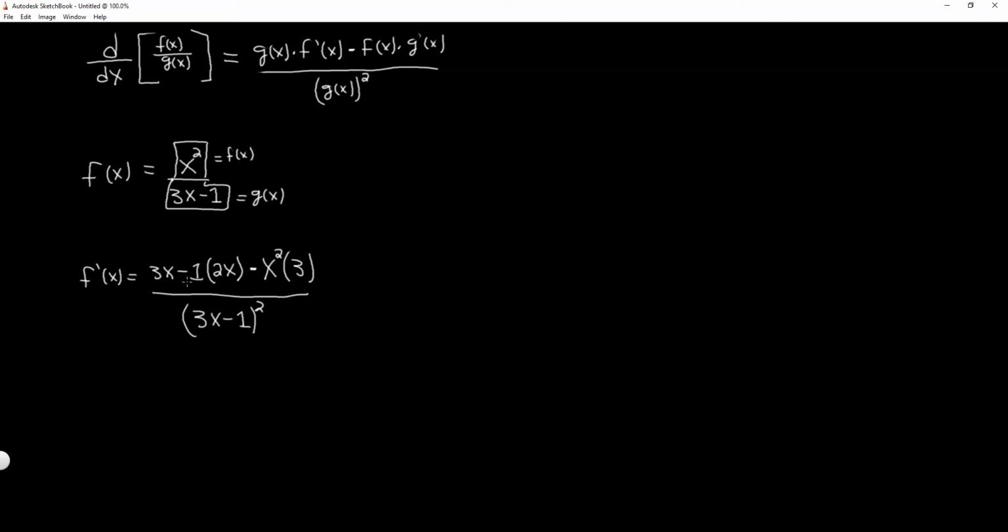So we could further simplify the numerator by multiplying 2x by 3x minus 1 and x squared by 3. But this is a totally sufficient way of writing this derivative.